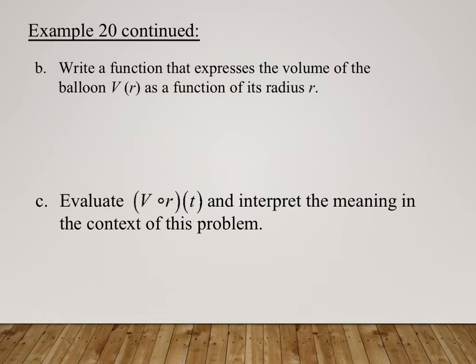So in part A we end up having the radius r of t is equal to 3t. So for each second the balloon is increasing by 3 inches. So in part B it says write a function that expresses the volume of the balloon v of r as a function of its radius.